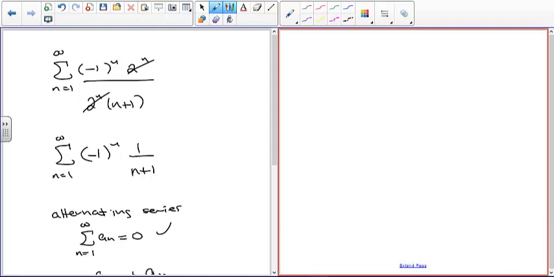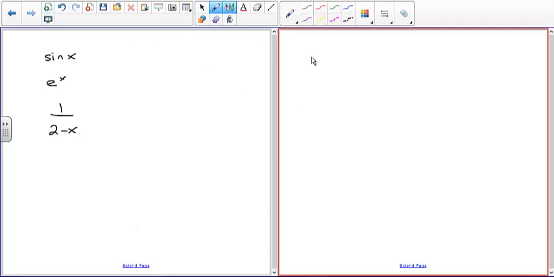Okay, so the third item is to do either a Taylor series or a Maclaurin series derivation of an infinite series. We did a couple of these in class. We did the sine of x, I think. We did e to the x, where we took this function and took multiple derivatives. We also did things like 1 over 2 minus x. So these all come down to the Maclaurin.